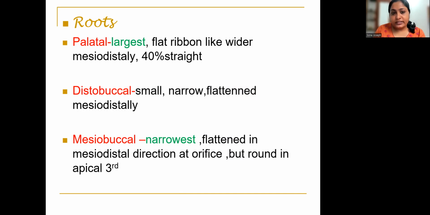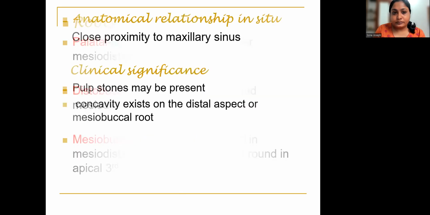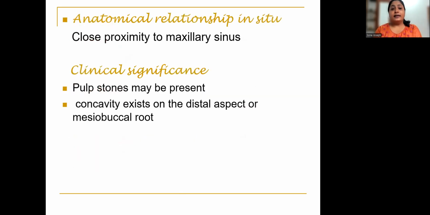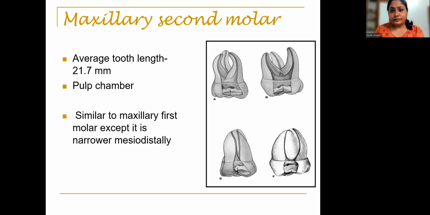Distobuccal is smaller than the palatal, narrow, flattened mesiodistally. Mesiobuccal is the narrowest, flattened in the mesiodistal direction at the orifice, but round in the apical third. And MB2, whenever present, is the narrowest one. It can occur as a separate entity with a separate exit, or it can join with the mesiobuccal. It has close proximity to the maxillary sinus. The first premolar, second premolar, and first molar have the closest proximity to the maxillary sinus. Pulp stones may be present, and a concavity exists on the distal aspect of the mesiobuccal root.